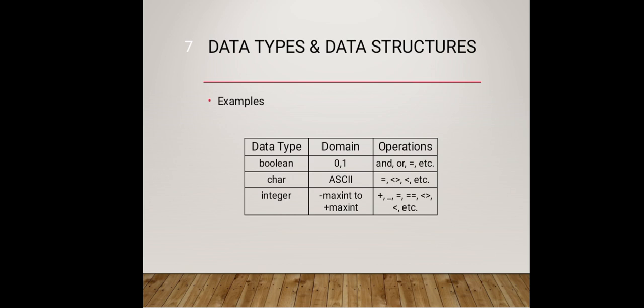For char the operations we use are equal to, less than, greater than, etc. Then for the integer, we have the minimum and the maximum, the negative and the positive. So the operations you use are plus, minus, equals, less than, greater than, etc.